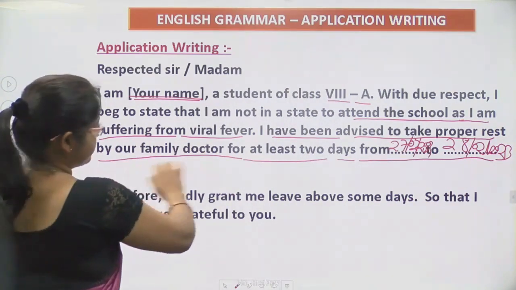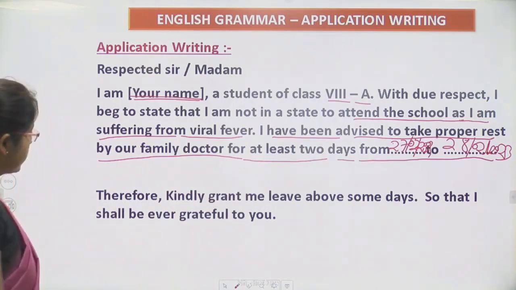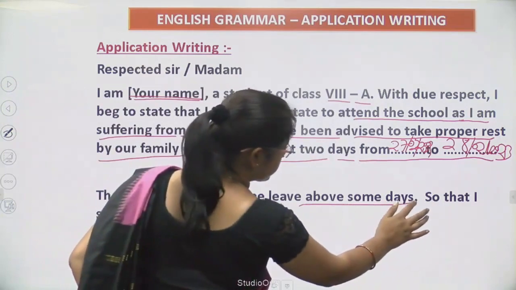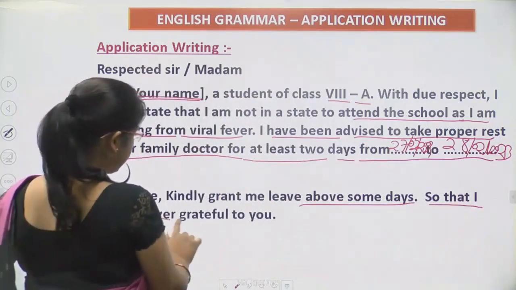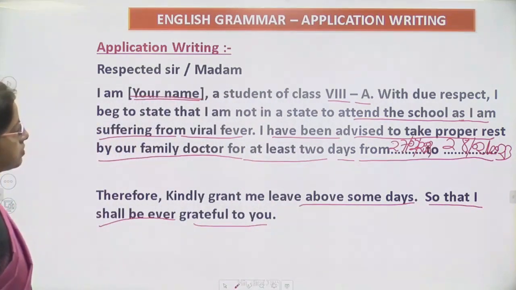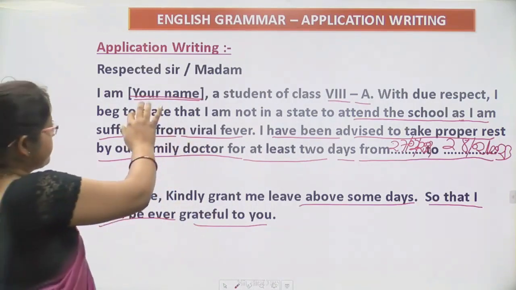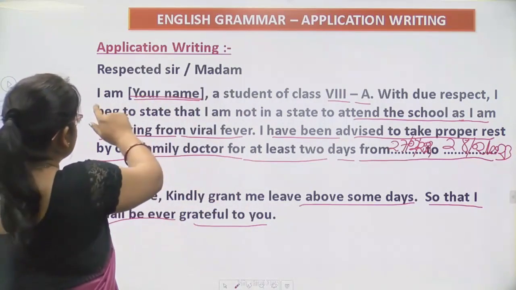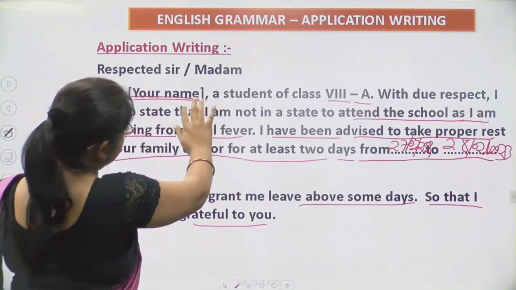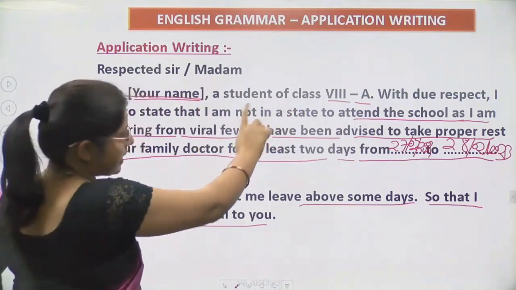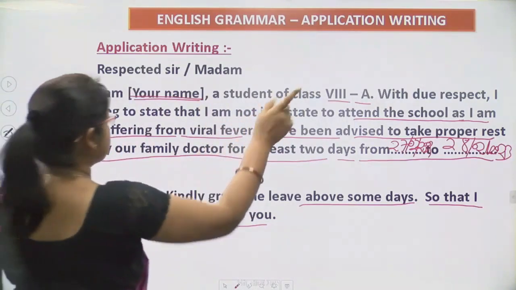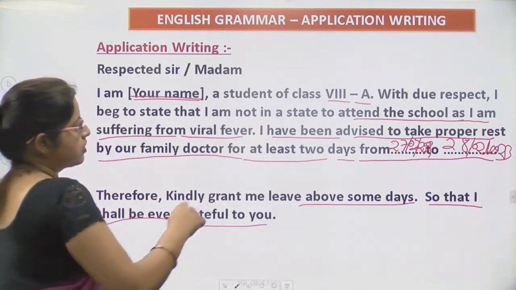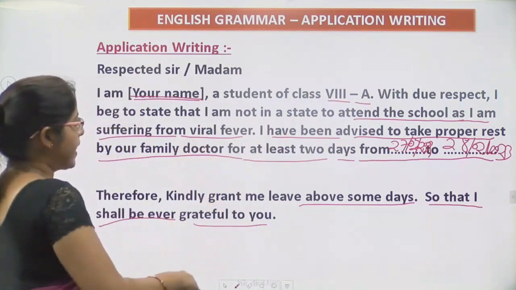Then leave one line. We write, therefore kindly grant me leave for some days so that I shall be ever grateful to you. Okay, first line we have to introduce in your application. I am, mention your name, then student of, your class and section you have to write. Then with due respect, I beg to state that I am not in a state to attend the school, as I am suffering from viral fever.